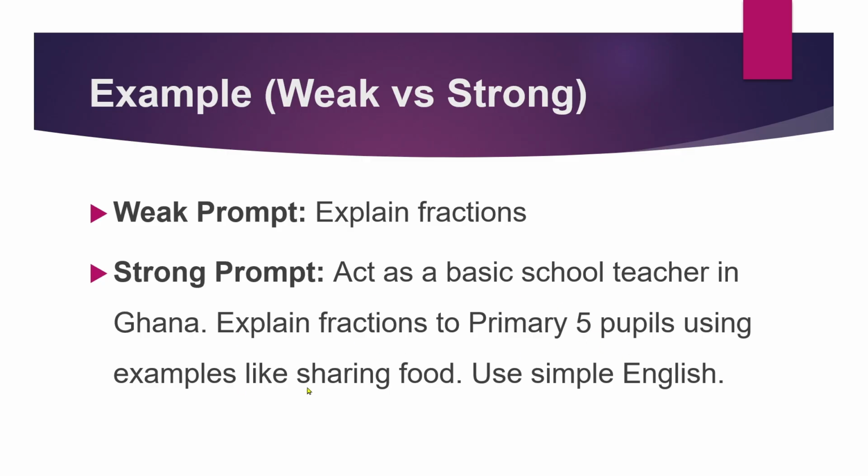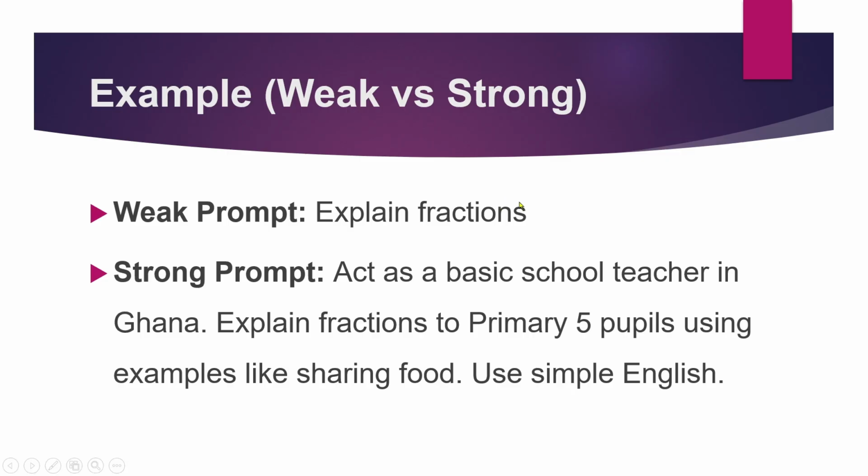So you see, now AI understands which level of student you are trying to talk about. Using examples like sharing food. Use simple English. Here also you try to put some other instructions so that AI will understand further. But if you just make it very generic like this one, the answer that it will give you will always be generic, and it will not be helpful for your own context. So you have to be very detailed on giving some of these prompts.